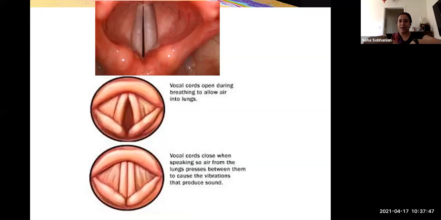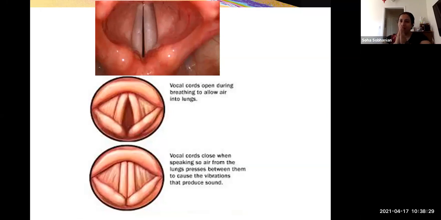As the air comes out of my lungs, it's going to try to do what? Pass between the two vocal cords. Because the space is so small, as it rushes through that space, it causes my vocal cords to vibrate. And that vibration is what creates the sound. So if I ask you in an exam, what is the position of your vocal cords when you are breathing? The vocal cords are open.